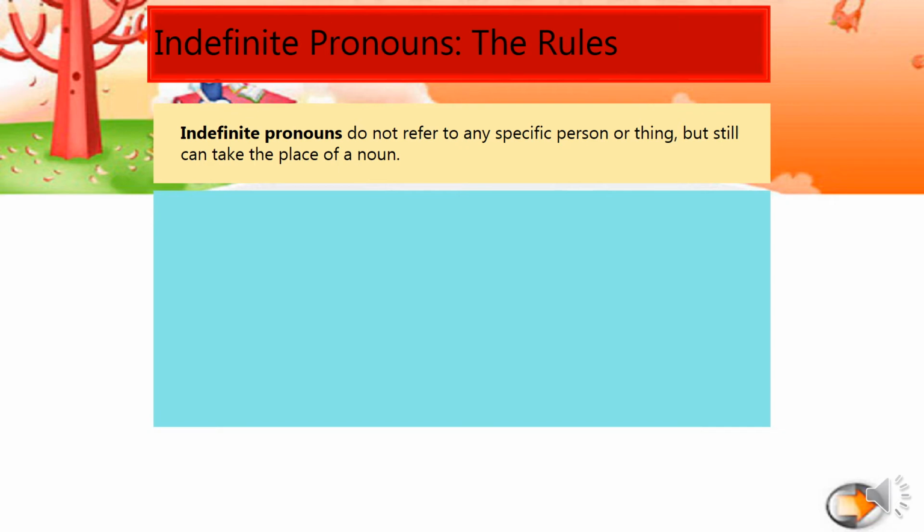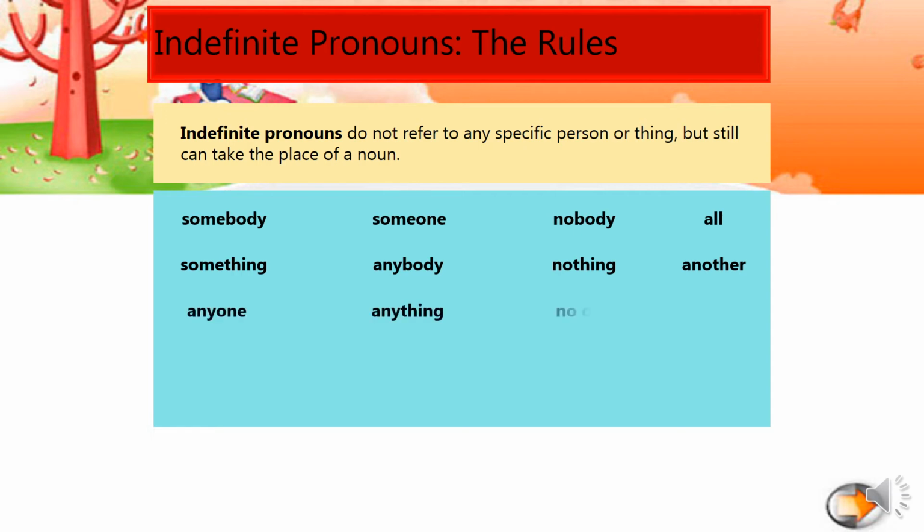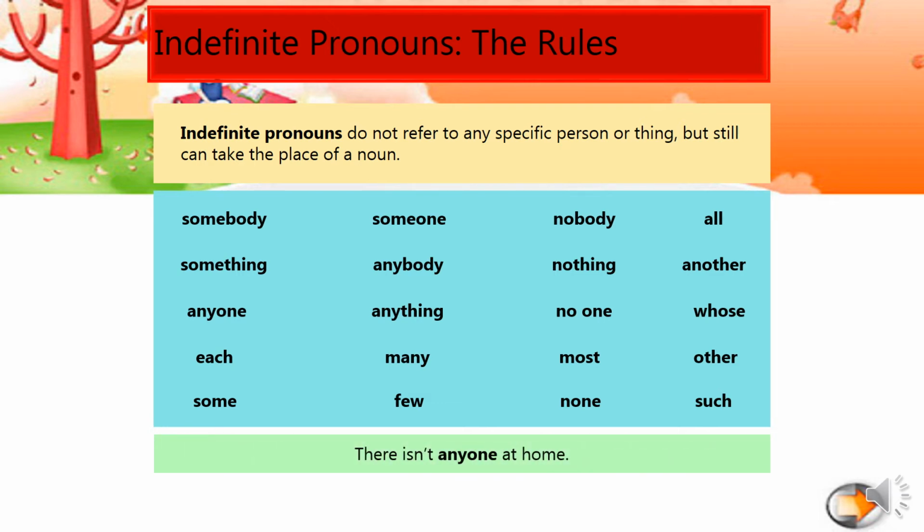Indefinite pronouns do not refer to any specific person or thing but still can take the place of a noun. How is it? Now let's see. Somebody, someone, nobody, all, something, anybody, nothing, another, anyone, anything, no one, whose, each, many, most, other, some, few, none, such. These are the words called indefinite pronouns, which do not refer to a specific person or thing but still take the place of a noun. Here is an example.